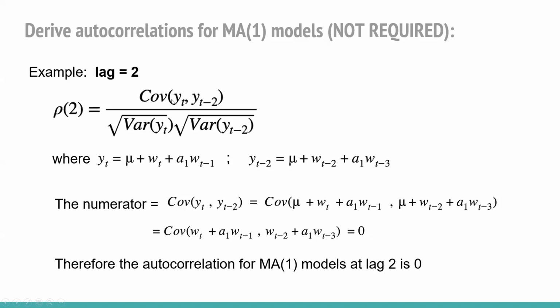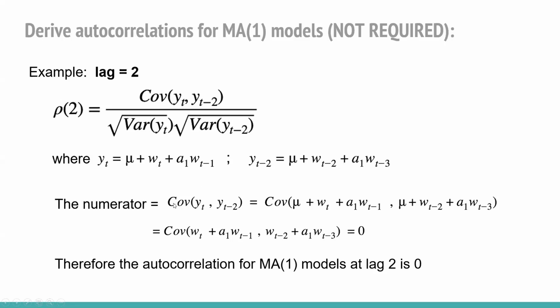This is YT, and this is the YT for a moving average of order 1, this guy here. Now, what is YT minus 2? I'm actually going to subtract 1, subtract 1, subtract 1. I'm going to have this. Then I need to figure out the numerator.